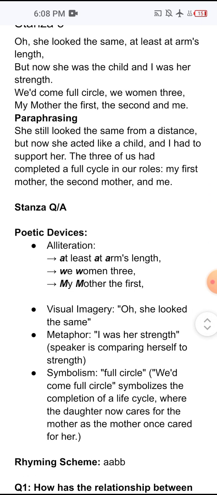Standard question answers. Poetic devices, number 1: alliteration, "at least, at arm's length." So the repetition of a sound: "we women three," repetition of the w sound; "my mother, the first," m sounds. Visual imagery: "Oh, she looked the same."